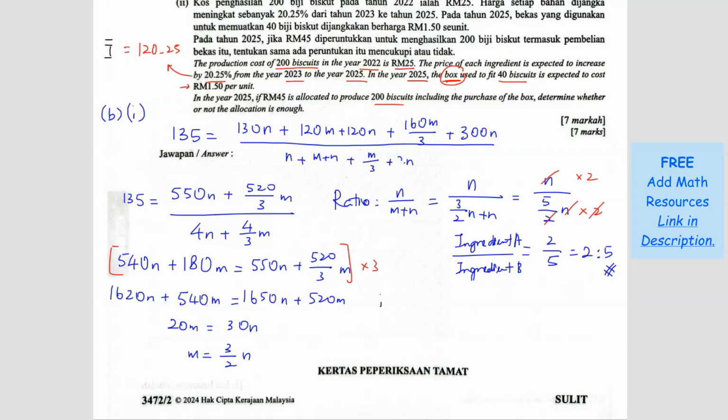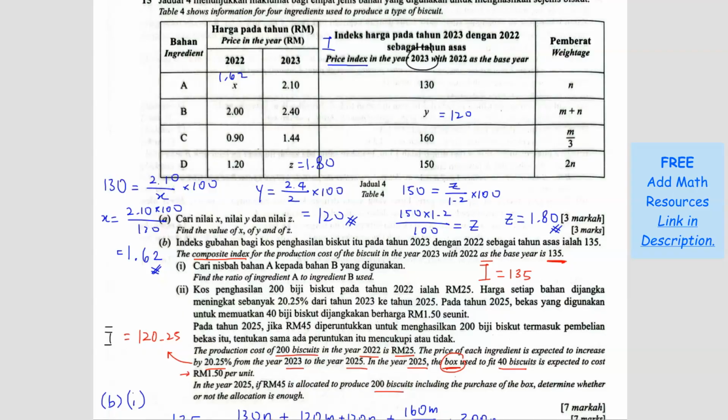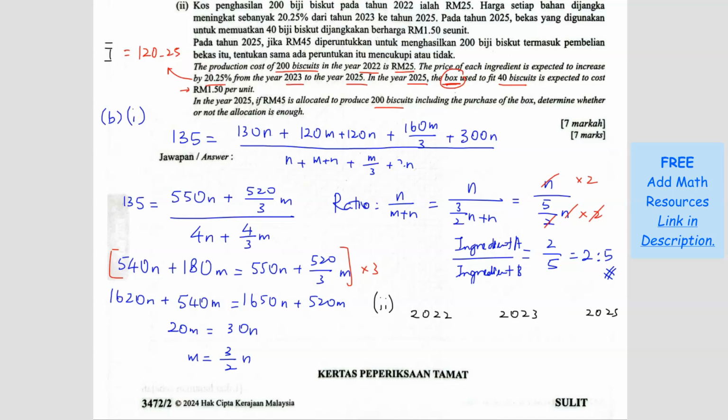Question B2. So for example, we have 2022, 2023 and 2025. We've got 3 years now involved, okay? Because they give you a new year here, 2025. The information that we have on the table here is only from 2022 based on 2023, okay? So we only have these two pieces of information. Now we are given new information, 2025. So we need to find that information, okay?